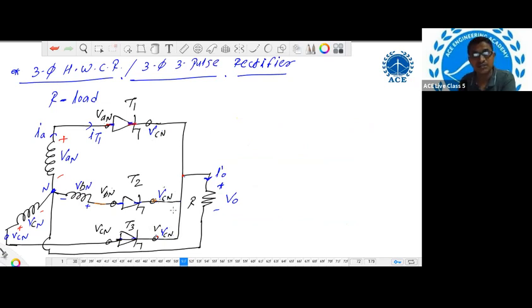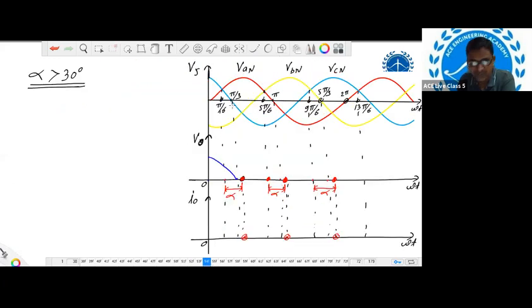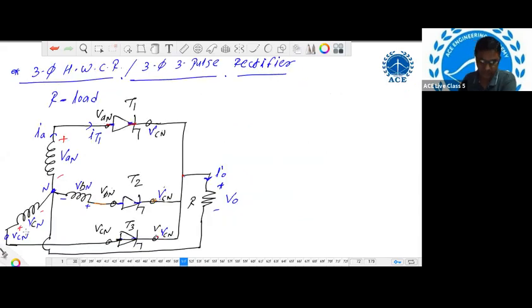Now the question is, after pi by 3, VCN is switching into negative values. So if VCN is switching into negative values, what does it mean? This voltage will be negative now. VCN negative means what? The polarity will be plus here and minus here. Now you can check, the lowest potential point will appear at the anode of thyristor T3. The highest potential point will appear at the cathode of thyristor T3.